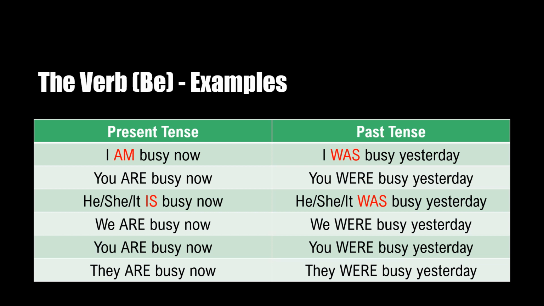Also notice that in these sentences, even if we did not use the word yesterday, just by the use of the past tense of the verb, we can say that this action has already happened before. It has already been completed. So if I say I am busy, you will know that I am talking about the present. But if I say I was busy, you will also know that I am talking about something which has already happened. So this is how the verb tells us when a thing is happening.